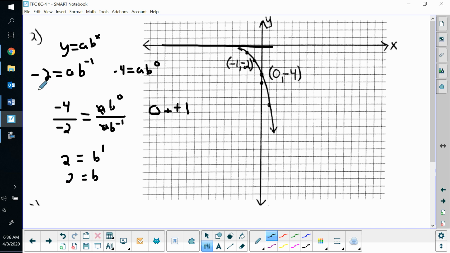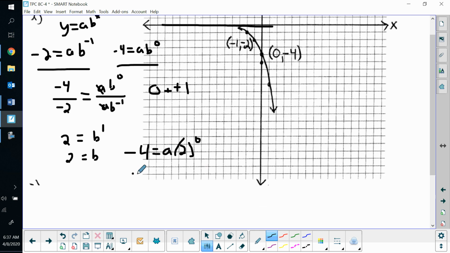So we've got to go back to one of our original equations and sub back in to find a. Well, we want to stay away from negative exponents if possible. So we'll work with the right-hand one. So we'll have negative 4 equals a times 2 to the 0. Anything to the 0 is just 1. So this is negative 4 equals a times 1. Or in other words, a is just negative 4.